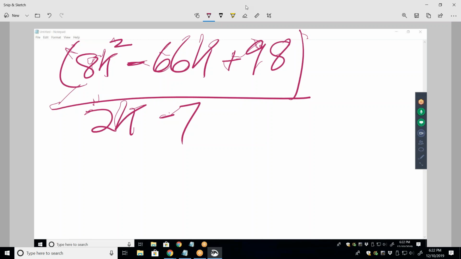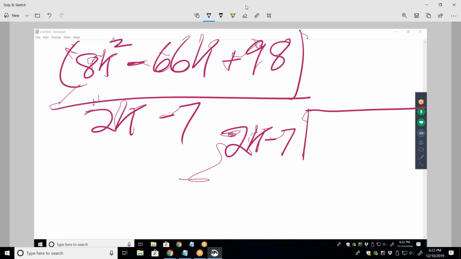Okay. Let me show you how to use long division. First of all, put that. Oh, actually, I think it's actually 56 for the middle term. Okay. So it's 56 instead of 66? Yeah.